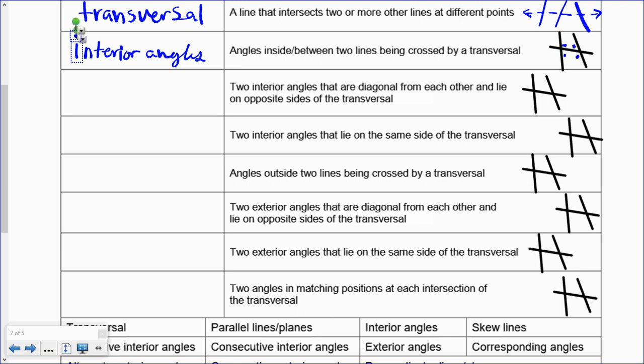We're going to pair them up in 2 different types of relationships. This one and this one. We have 2 different types of ways to pair them up. So the first one, we're going to have 2 interior angles that are diagonal from each other and lie on opposite sides of the transversal. What do you think these are called? They're a type of interior. Alternate. So these are alternate interior angles.